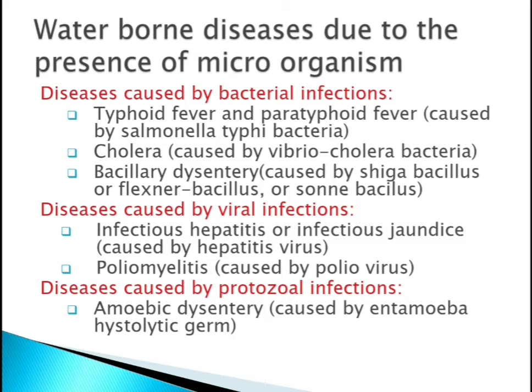Okay, and the next one is protozoal infections. Because of protozoa present in water, dysentery will be caused. The type of protozoa responsible for this dysentery is called Entamoeba histolytica. The dysentery caused by this microorganism is called amoebic dysentery. Okay, so these are the major bacterial, viral and protozoal infections.